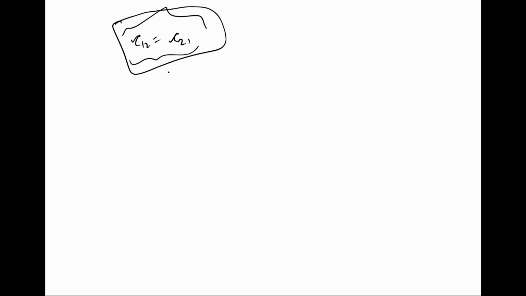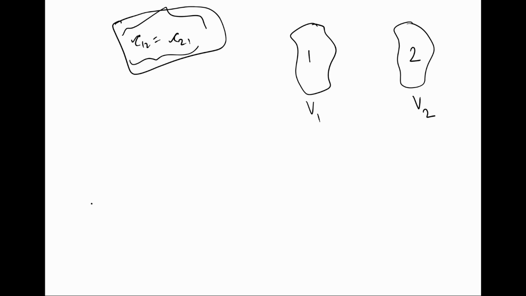Now we need to prove that C12 is equal to C21, or we want to prove the reciprocity. Let us do it through the concept of energy. How we can do it? Let us say we are just taking now two conductors only. This is conductor 1, this is conductor 2. For sake of simplicity, we will just take two conductors. So we will raise this conductor to potential V1 and raise this conductor to potential V2.